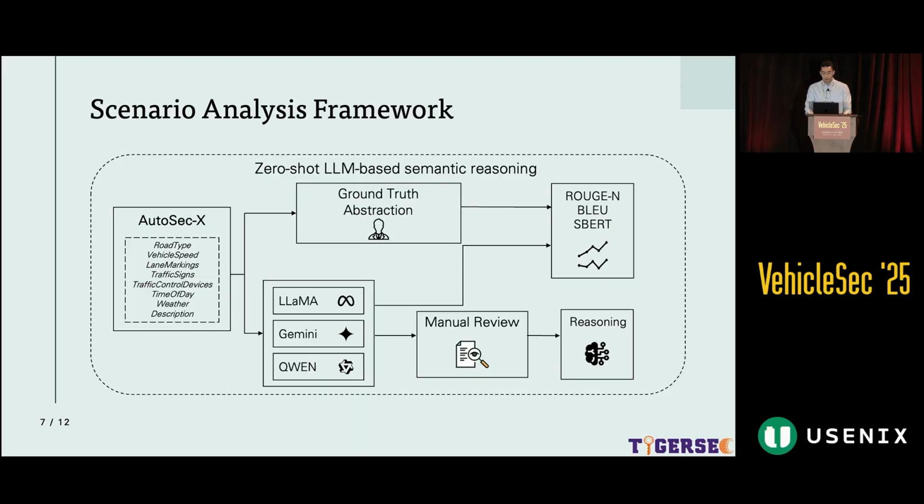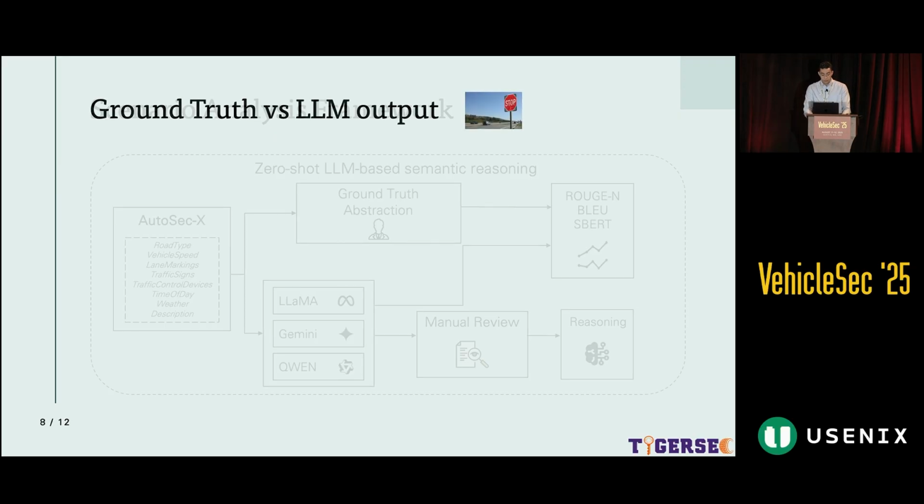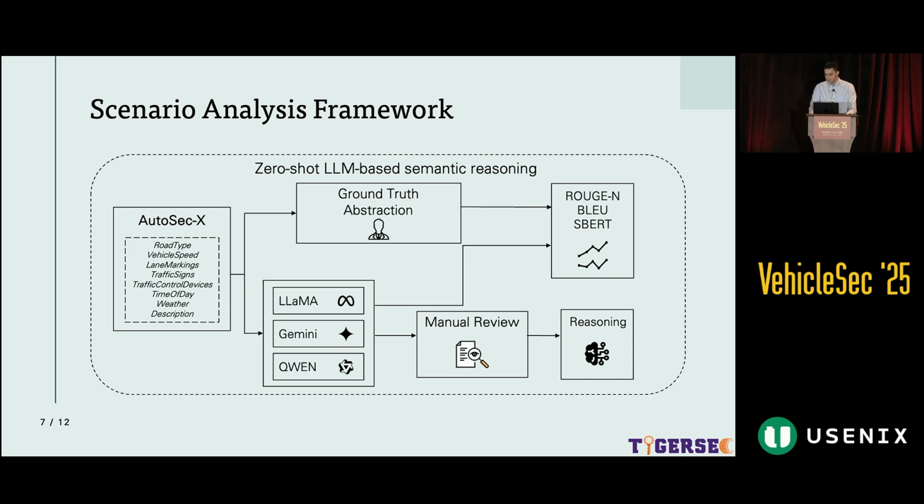Our scenario analysis framework works as follows. Once we have the dataset in DSL form, we take the scenarios and pass them through different LLM families. In this case, we use Llama, Gemini, and Qwen. Using zero-shot chain-of-thought prompting, we compare their outputs against manually crafted ground truth explanations. And we use two types of metrics: traditional metrics like ROUGE or BLEU, or similarity measures such as SBERT. And we also evaluate via manual review the reasoning behind the decisions of the LLMs.